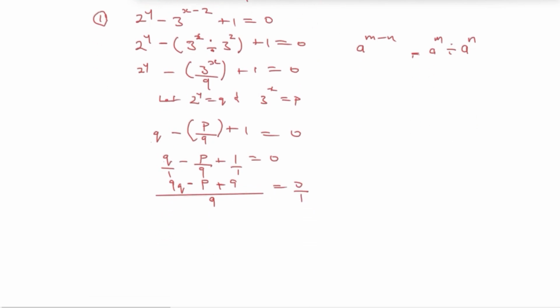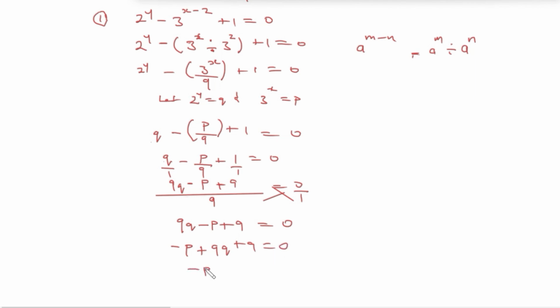So we're going to cross multiply 1 times all of these and 9 times 0. 1 times all of this is the same as 9q minus p plus 9 is equal to 9 times 0, which is 0. So let's write this minus p, plus 9q, plus 9 is equal to 0.